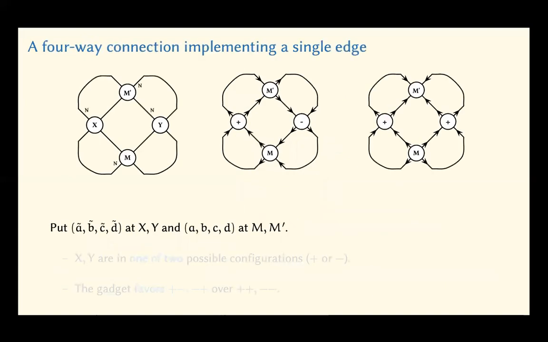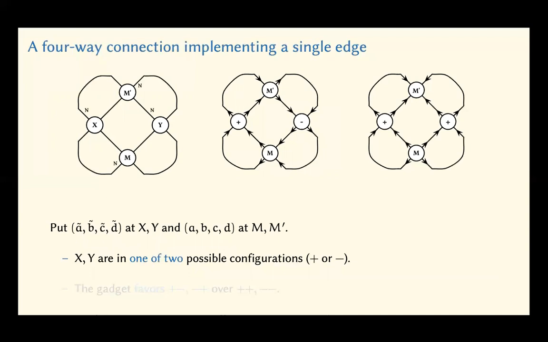Now, how do we encode a single edge in the max cut? We use the following gadget. We put this constraint function A tilde, B tilde, C tilde, D tilde at x and y, and A, B, C, D at m and m prime. We imagine this x and y are vertices in the max cut problem, and m prime denotes the connection of a single edge between x and y.